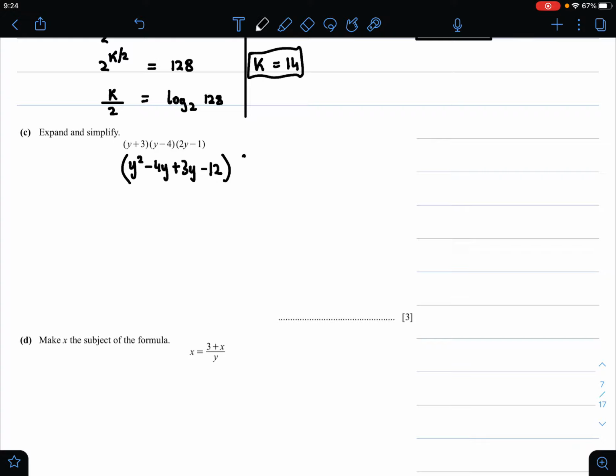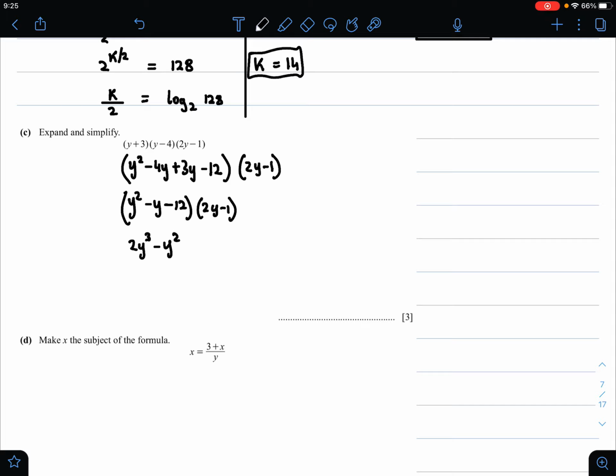This whole thing multiplied by 2y minus 1. So we will be left with y square minus y, because minus 4 plus 3 is equal to negative 1. So y square minus y, minus 12 multiplied by 2y minus 1. So now y square multiplied by 2y will be 2y cube. Y square multiplied by negative 1 will be negative y square.